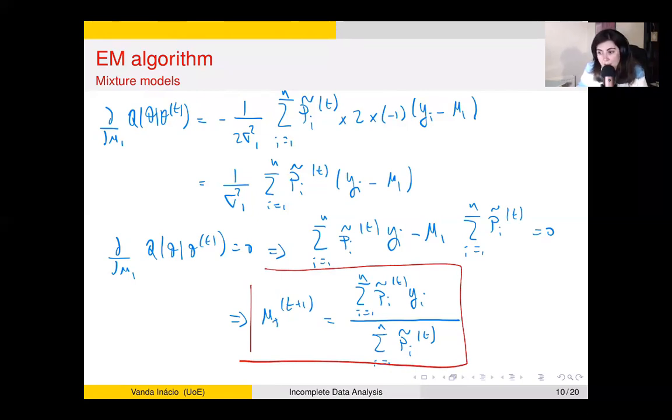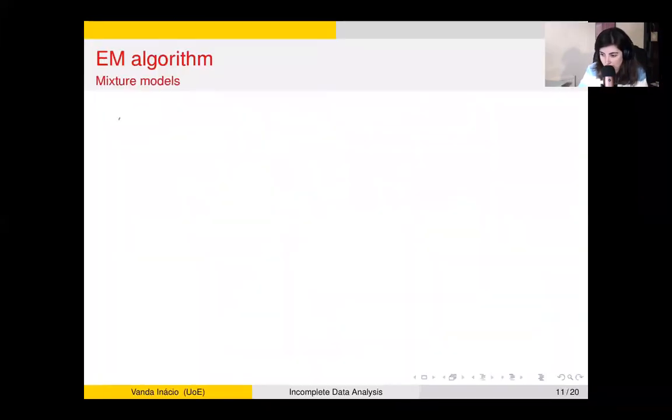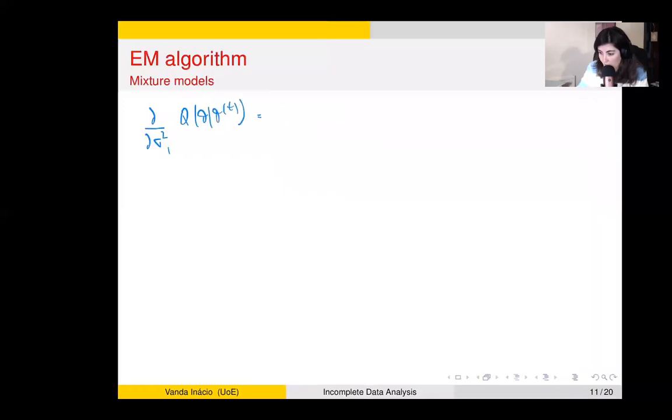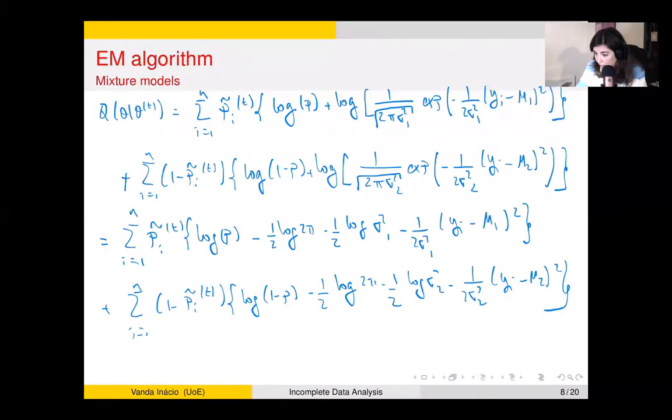And at last, let's derive the updating equation for the variance of the first normal component. If we go back, I have this term, and I have this one.